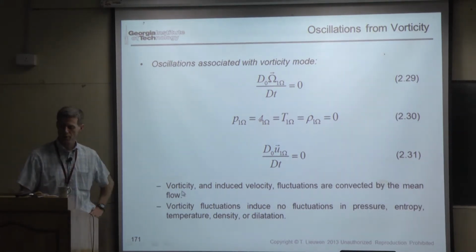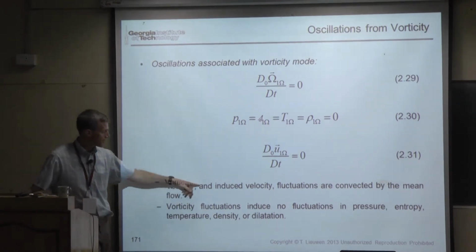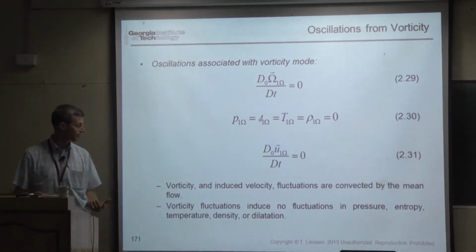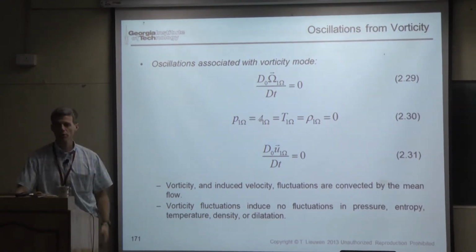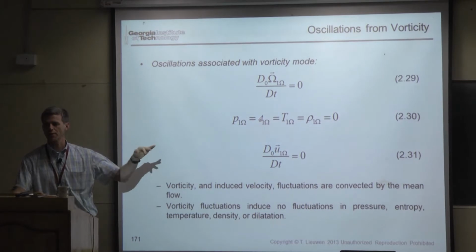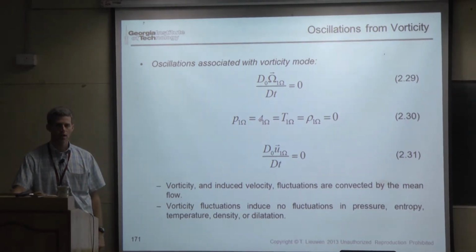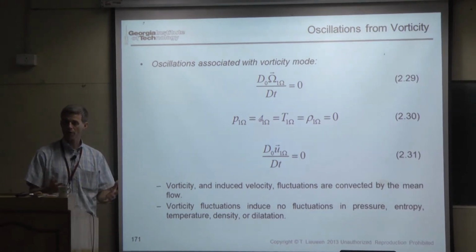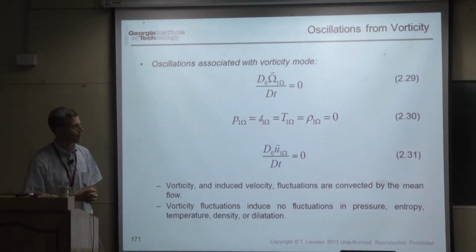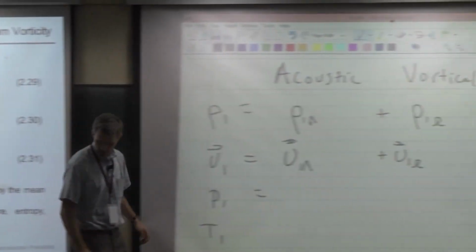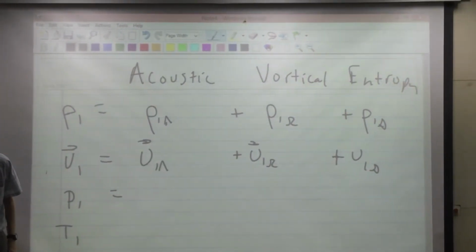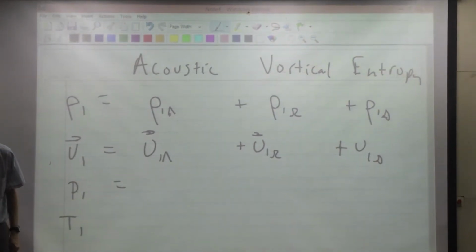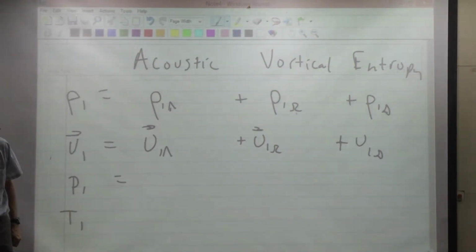Okay, so let's just read this. What it says here is vorticity and the velocity induced by the vortical disturbances are convected by the mean flow, but they induce no fluctuations in any thermodynamic variable: pressure, density, temperature, or entropy. So that's the vortical mode. This is how the vortical mode shows up. If we go back over here, how is this vortical disturbance manifesting itself? Well, it's not manifesting itself at all here. It's manifesting itself in the velocity. It's not manifesting itself at all in the pressure. It's not manifesting itself at all in the temperature.